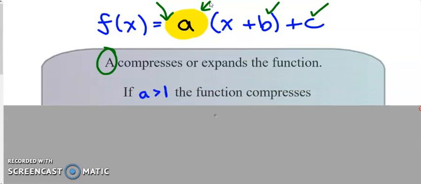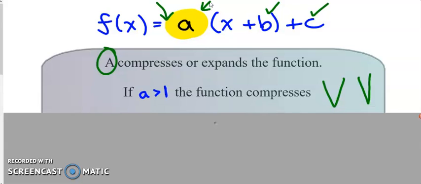So here, if A is greater than 1, that means the function is going to compress together. For example, if we have the absolute value function, and we say A is greater than 1, so A is like 15 or 5 or 2, that means it's going to compress. It's going to come in closer, shrink up, squish in. As you see, it squished in more than it did with the original absolute value function. So if it's greater than 1, it's going to compress.